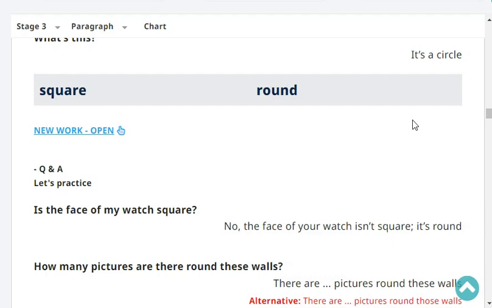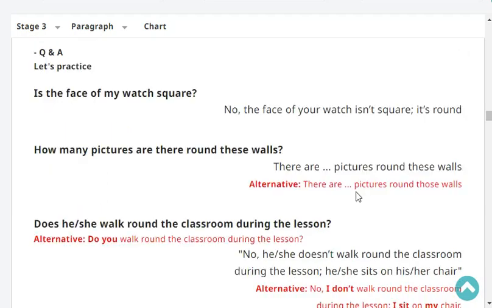How many pictures are there round these walls? There are two pictures round those walls. Very good.